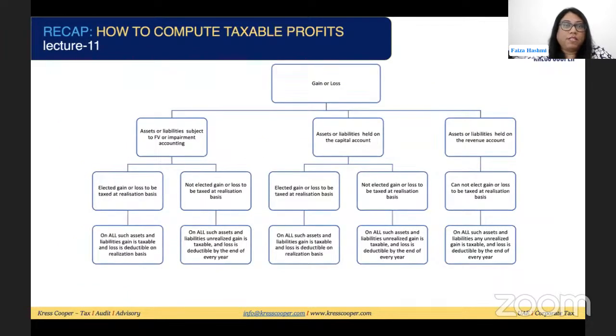And then we discussed in our lecture 11 about gains or losses, about the various treatments.